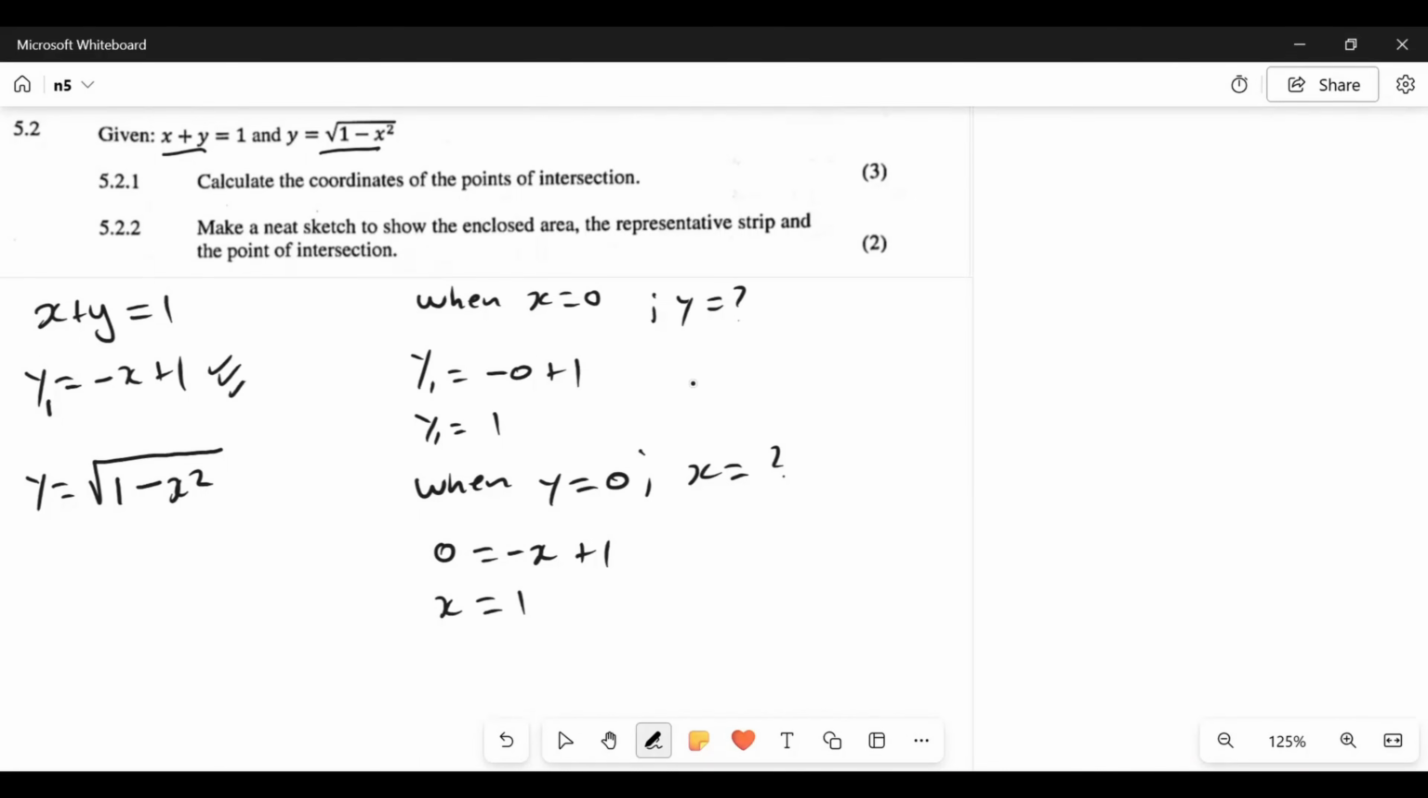So we have 2 points here. Let's call this one point A. When x is 0, y is 1. Let's call this one point B. When x is 1, y is 0. There we go.